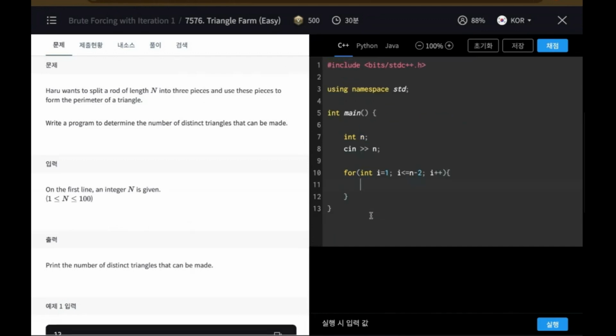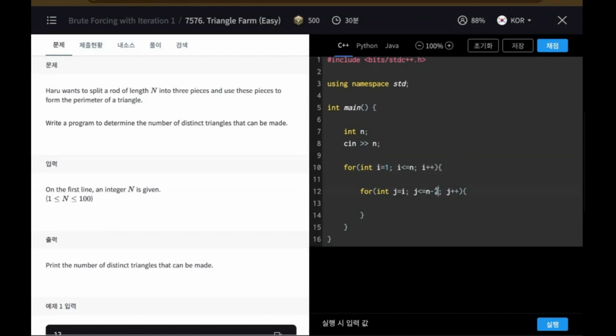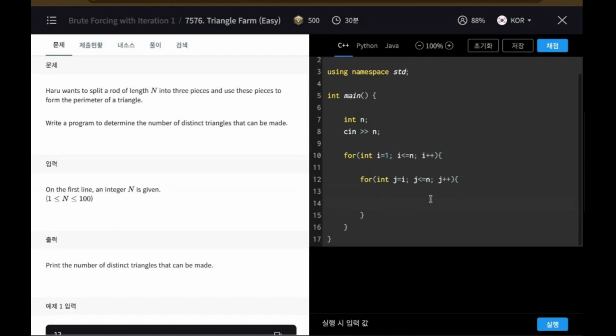So what we can do is force i to be the minimum side, and force j to be the second largest side. So I'm going to make j go from i all the way up to n, j plus plus. I'm actually going to make this n so that we don't have to worry about the ranges. And I'm going to make k the largest side. So k is going to be my largest side. That's going to begin from j. k can go up to n, and k plus plus.